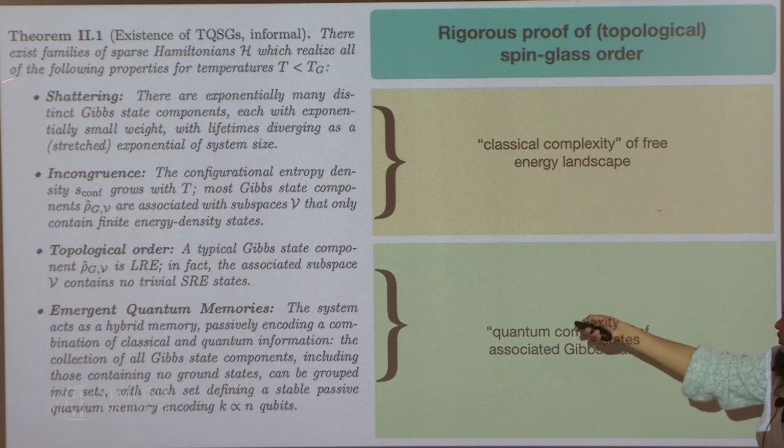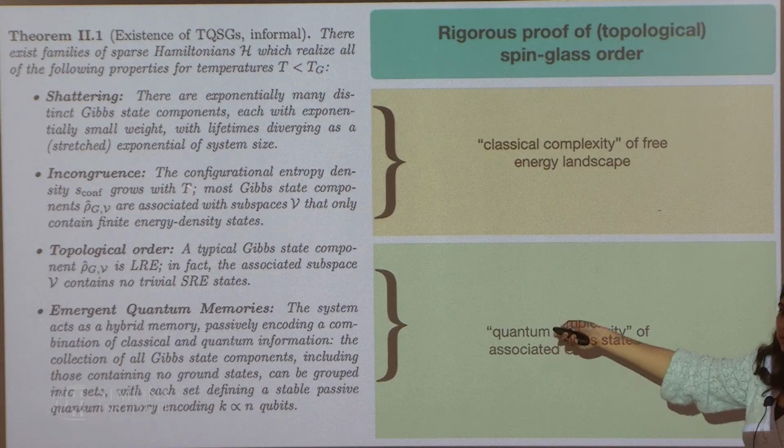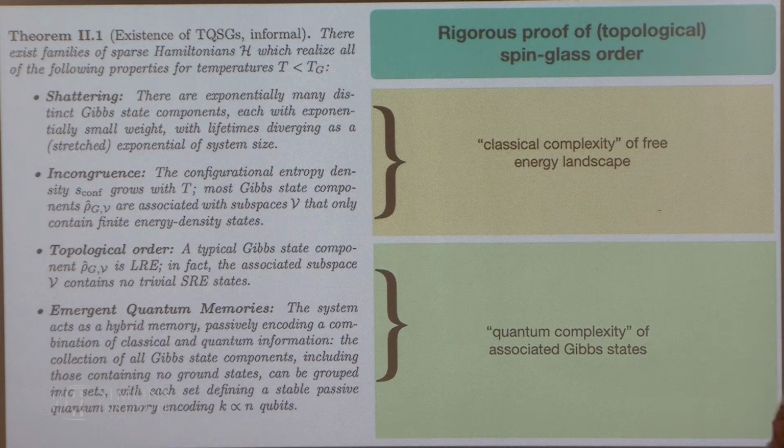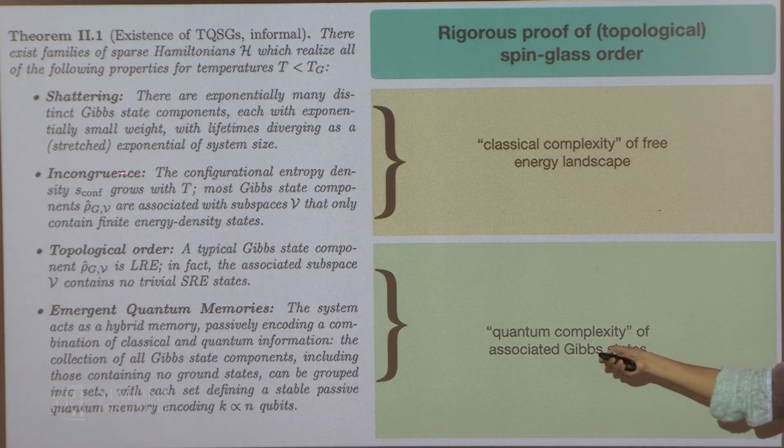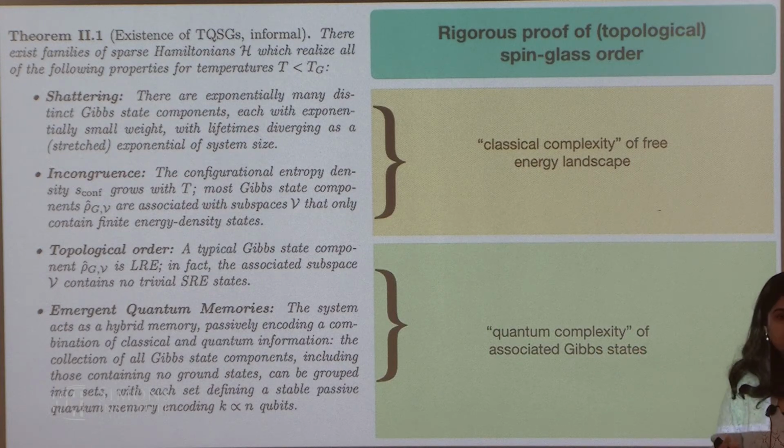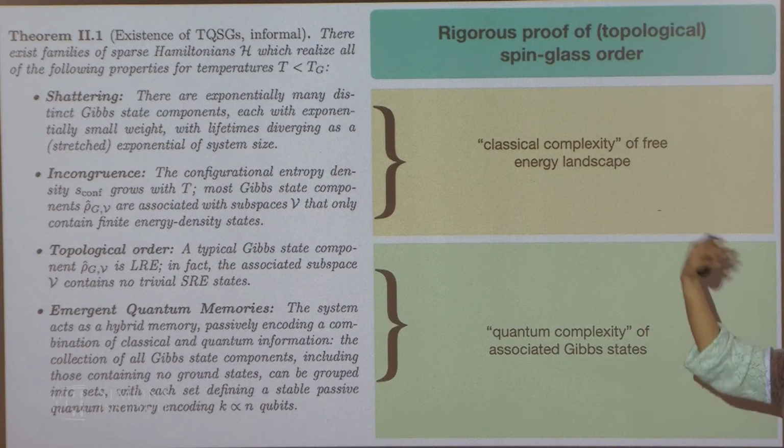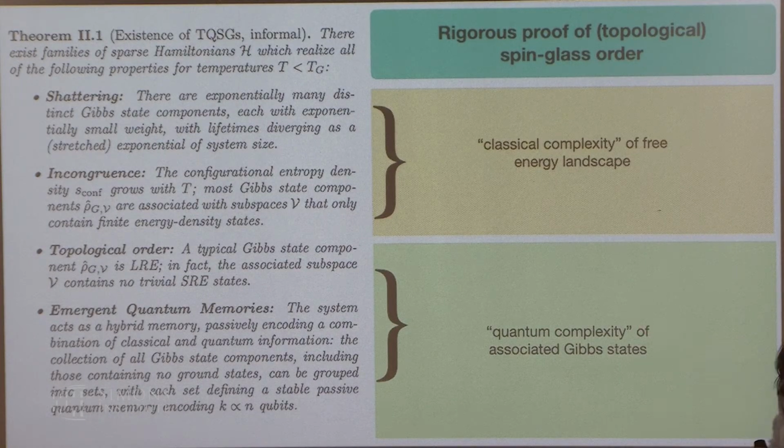But then, in addition to shattering, I also have this property called incongruence. This was a word that Fisher and Huse invented in the context of spin glasses. And what this means is that the configurational entropy density, you can think of all of these Gibbs states as quantifying some kind of complexity of the free energy landscape, and you want this to grow with temperature. So what this actually means is that most Gibbs states are not associated with ground states. Okay, they don't even locally look like ground states. So you have many, many more stable equilibrium states as you increase the temperature. Okay, so these two features, shattering and incongruence, are the classical aspect.